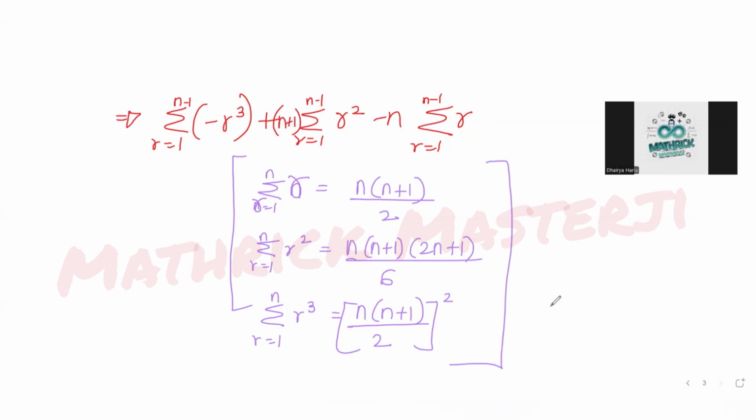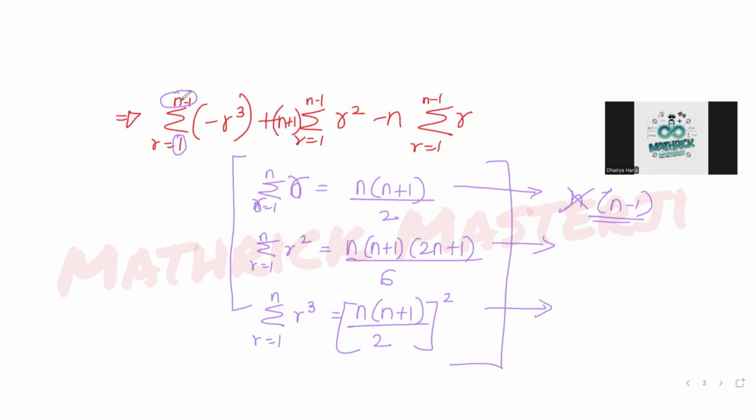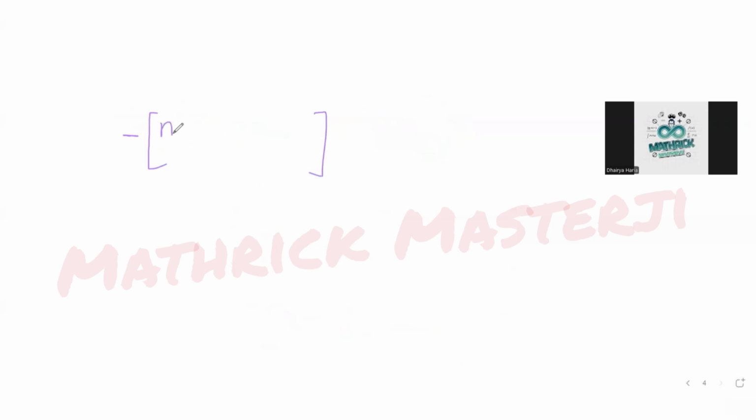If I use them here, we have to be cautious: r does not go from 1 to n, it just goes till n minus 1. So everywhere I have put n, we have to substitute n minus 1. So minus r cube I have to figure out. I'm taking the minus out. And the summation of r cube from 1 to n minus 1, instead of n everywhere, I'll just put n minus 1. So it gives me n minus 1, n minus 1 plus 1 over 2, the whole square.